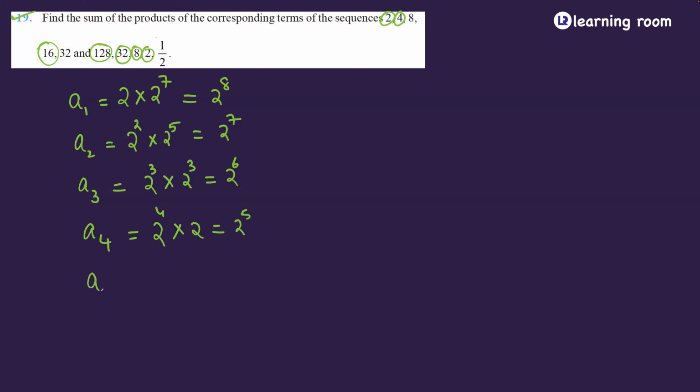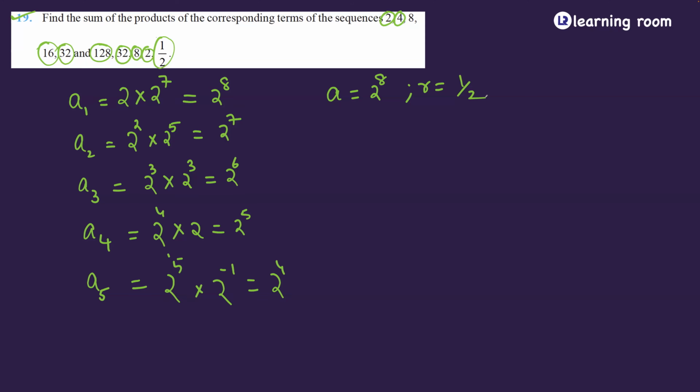And what about A5? A5 will be 2 power 5 into 2 power minus 1, which will be 2 power 4. Is that clear? So, if you observe, the sequence is going in this order. The first term is 2 power 8 and r is equal to half. So, 2 power 7 by 2 power 8 is going to be half.